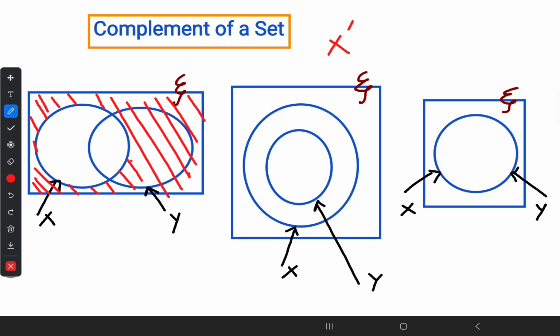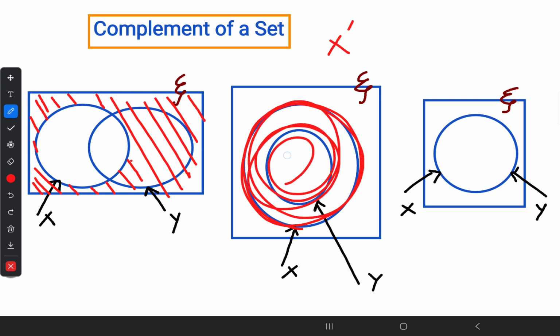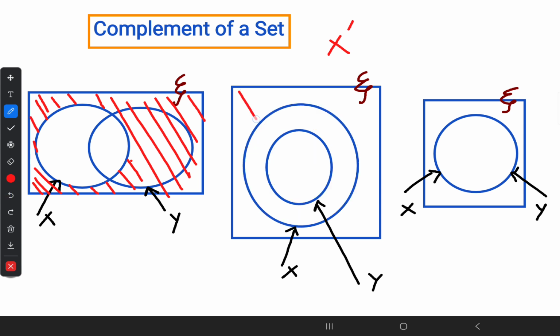In the second case also, this whole is my set X. So X complement means outside of this one, so that would be this region. Do not color even a single line inside this region, so that will be considered an incorrect answer. So you have to keep it precise. This region is called X complement.